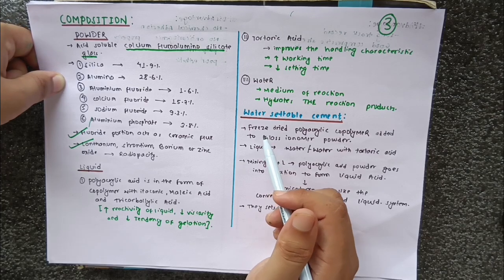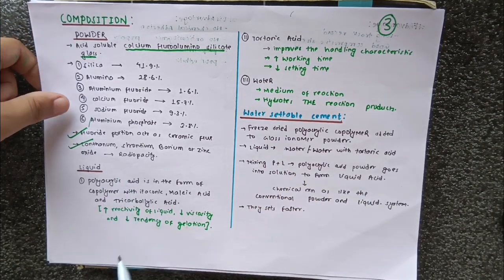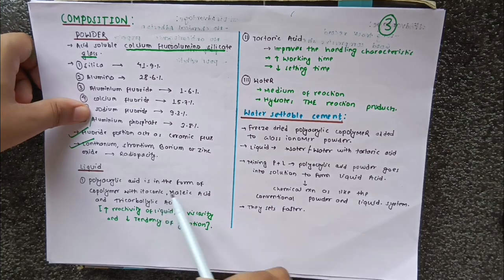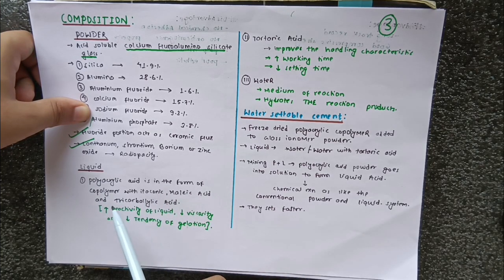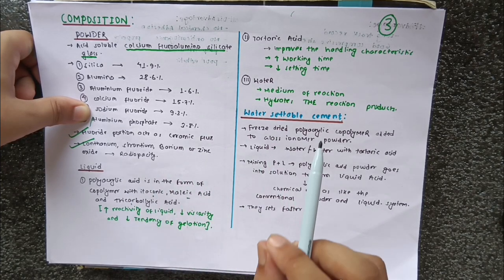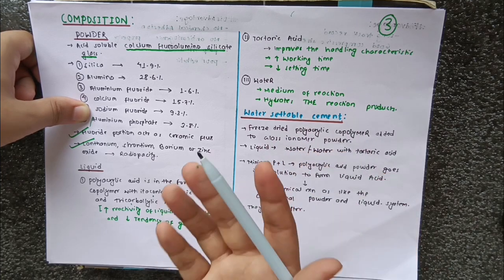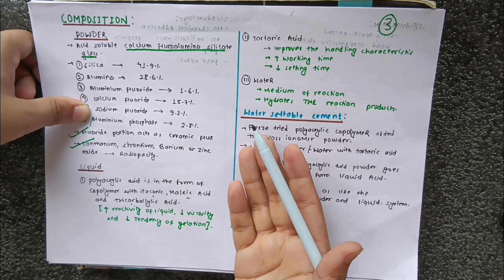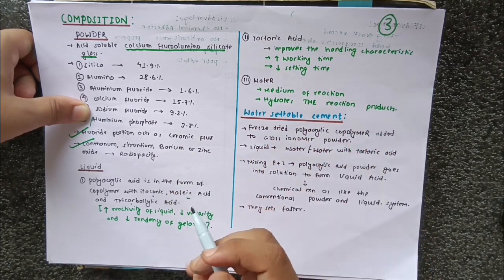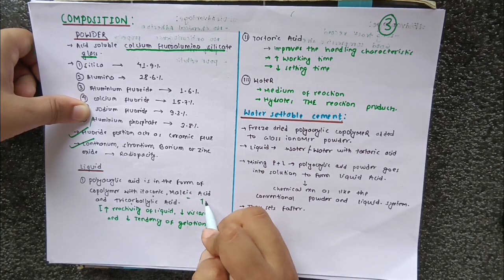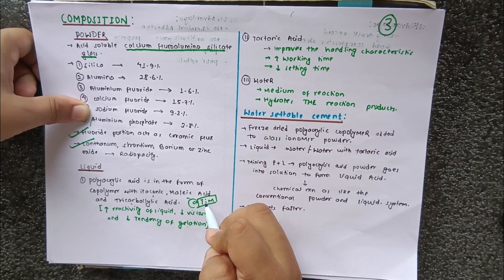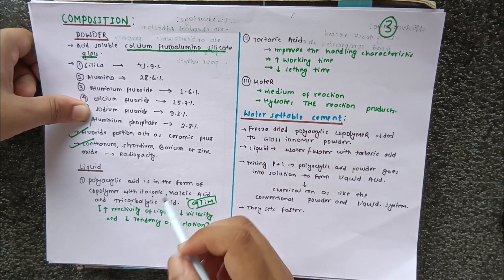After that, in the liquid section, we have 3 major components. One is polyacrylic acid, in the form of a copolymer with itaconic acid, maleic acid, and tricarboxylic acid. So this is very important. Polyacrylic acid is present there in the form of a copolymer with itaconic acid, maleic acid, and tricarboxylic acid. You can remember this by team: tricarboxylic acid, maleic acid, and itaconic acid, with polyacrylic acid in the form of copolymer.